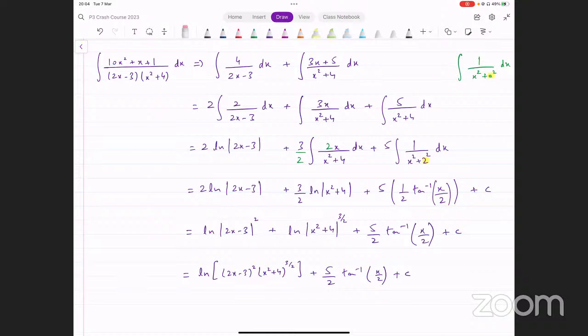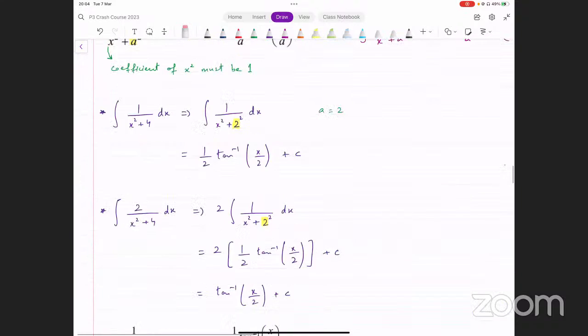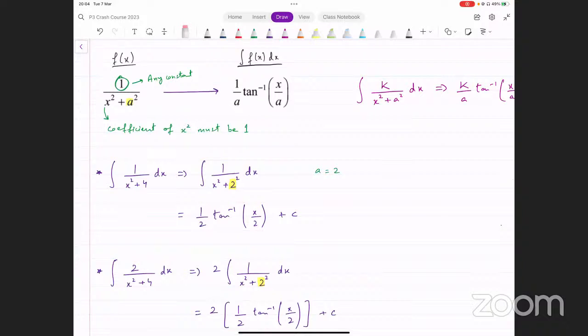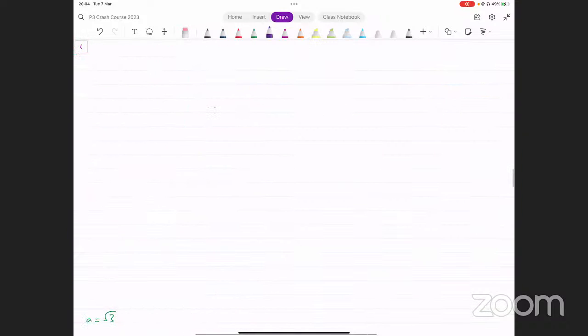All right, so we did two things today. We did two new methods for integrating fractions. The first was integrating fractions using the tan inverse form. This was the first form, and that works when you have a constant in the numerator. So you need a form like this: constant over x squared plus a square. This thing can be integrated using tan inverse. Okay.